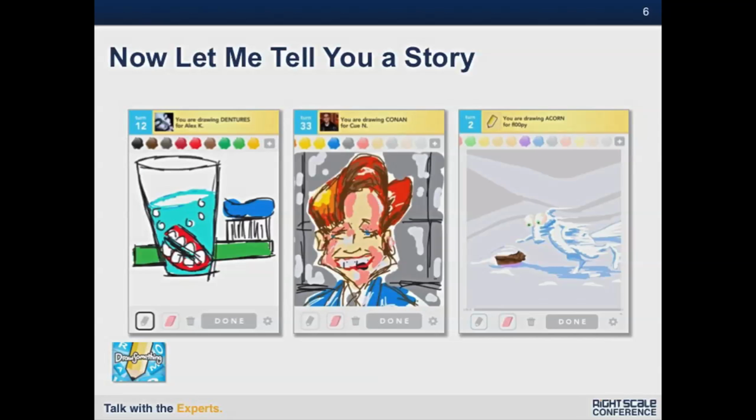So I'm going to start out by telling you a story. You guys have probably seen this app. It's an app called Draw Something. It's one of those games that, for whatever reason, is unbelievably addictive. You've got a word, you've got to draw it, send it to your friend, and they've got to figure out what you just drew. Unbelievably challenging, but entertaining at the same time.